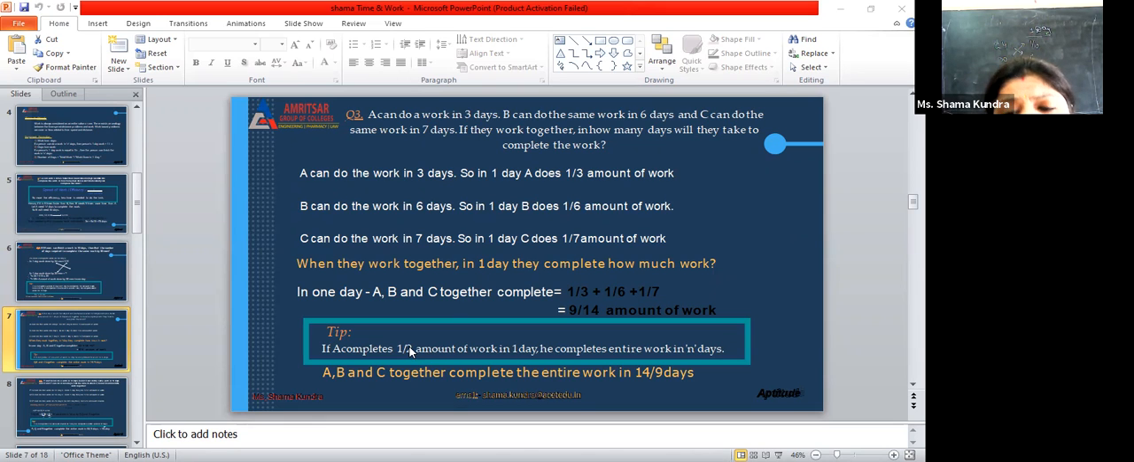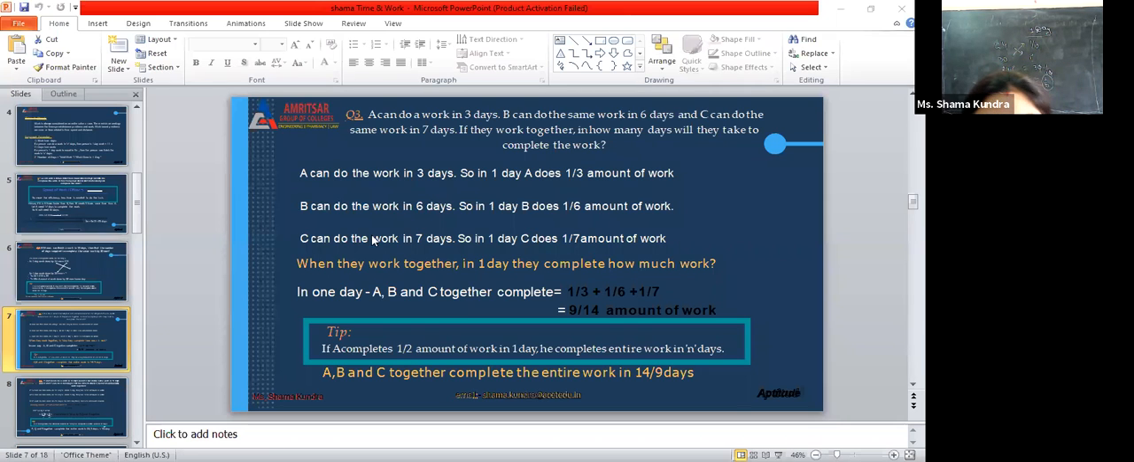If A, B, and C can complete 9/14 amount of work in 1 day, then in how many days will they complete the entire work? Simply invert. What do we get? 14/9 days are taken by A, B, and C when working together to complete the entire work. See how easy it was. You just have to invert. First find the 1 day work, then add them, and then find the entire work. So this is the trick. Just find the 1 day work and then use the inversion technique.